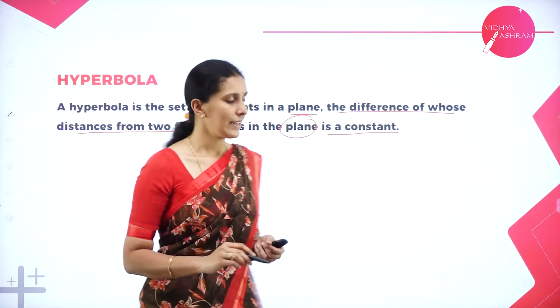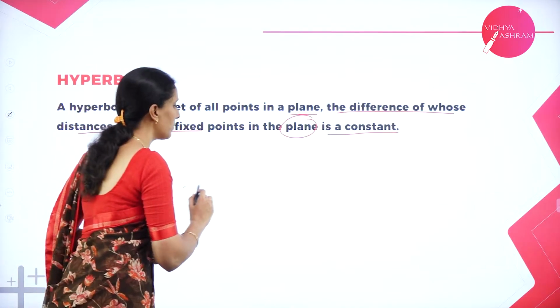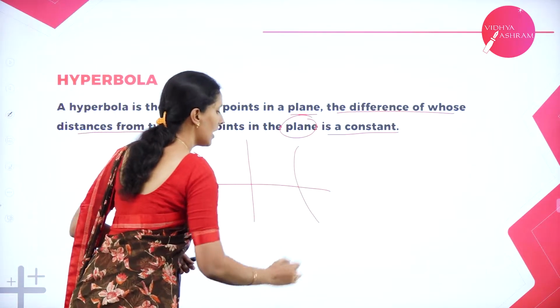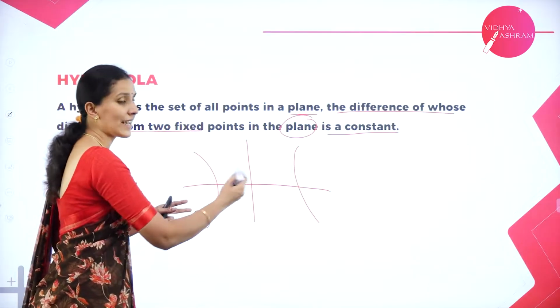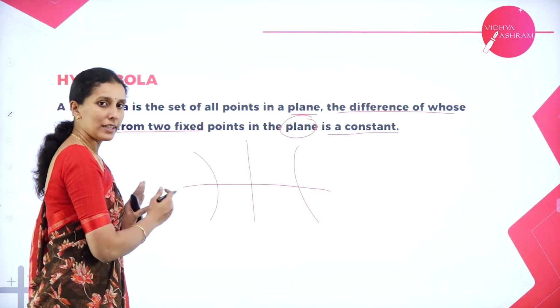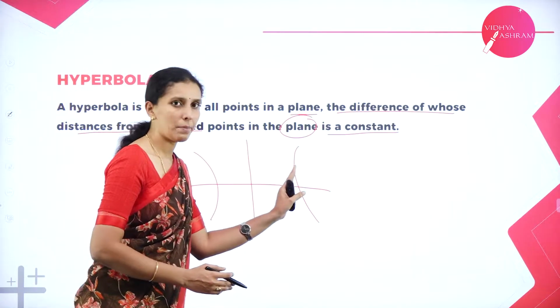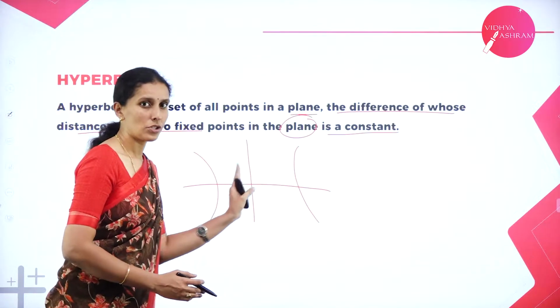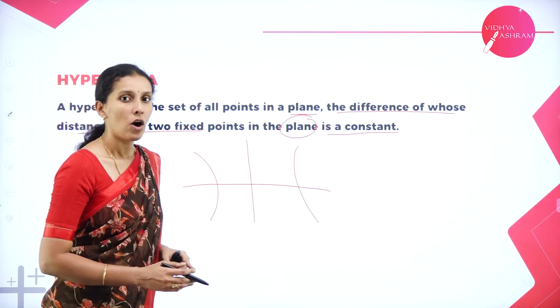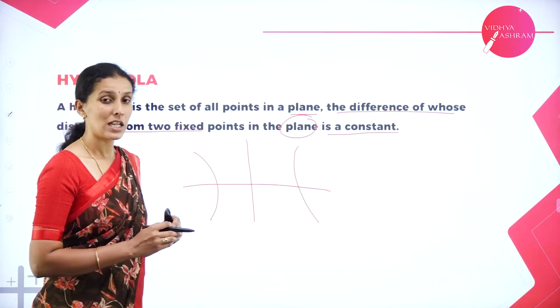So I'll take an example of a hyperbola. The hyperbola curve may look like this. This is the hyperbola, and it is exactly symmetric. You can see whatever shape you have in the negative x-axis, the exact mirror image you can see in the positive x-axis. So they are exactly opposite to each other, that is, they are symmetric.